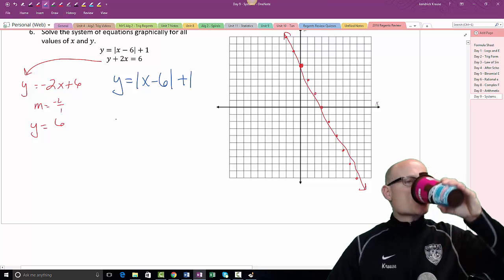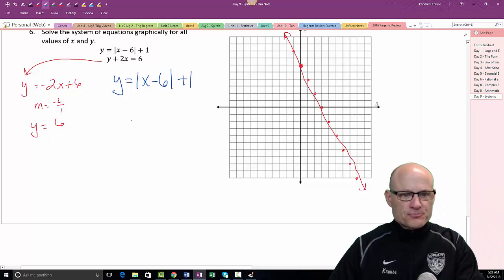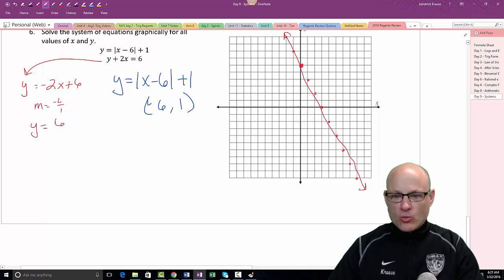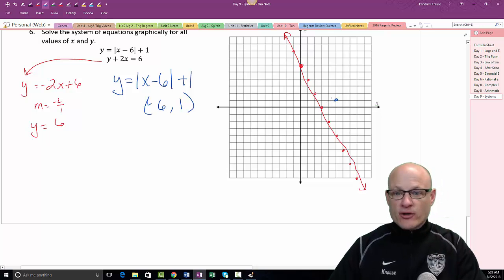Again, my vertex is 6, 1. So I could go 1, 2, 3, 4, 5, 6, 1. There's my vertex. And I'm going up 1 over 1. There it looks like a point of intersection. Up 1 over 1. Looks like we're going to only have one again. That's really weird. I picked two of them that only had one solution.